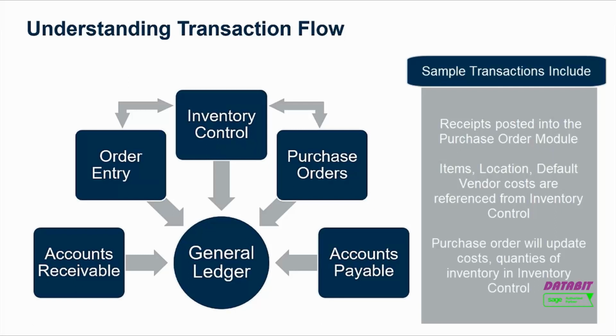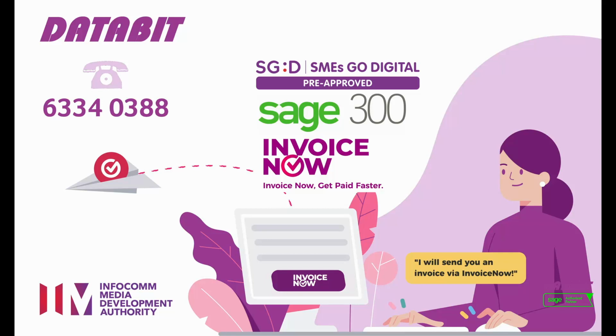When you post the PO receipt, the PO program will send the appropriate entries to the general ledger, and the PO program will also update the costs and quantities of the inventory within inventory control. Congratulations, you now know how inventory control integrates with other modules within Sage 300.